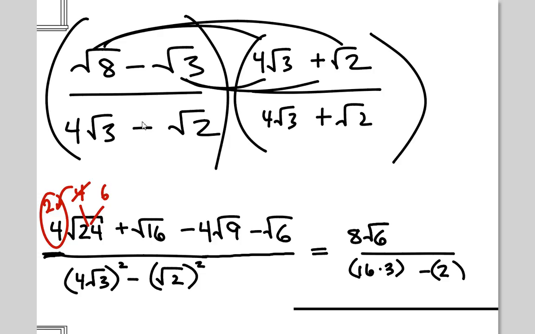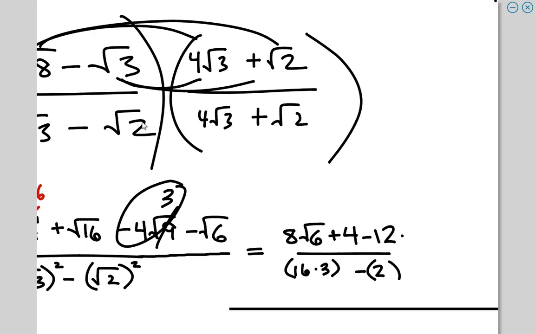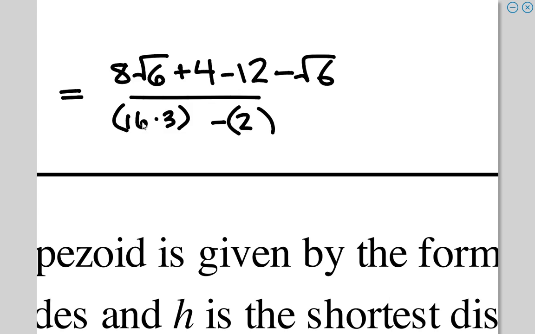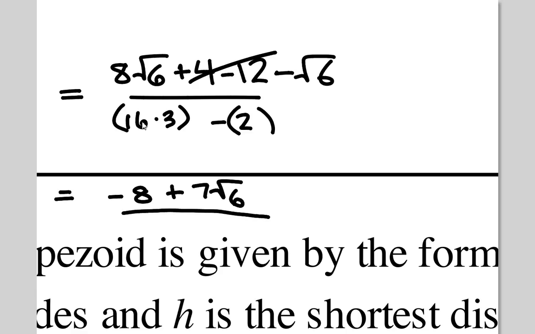Okay, the root 16 is going to be 4. Now this root 9 is going to become 3, and that's going to come together as minus 12. And then we have a minus root 6 still. Okay. 4 minus 12 is negative 8. That's dealt with. 8 minus 1, 7 root 6. Okay, 16 times 3, 48 minus 2, 46.